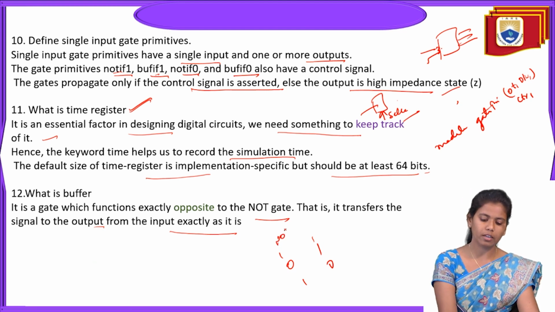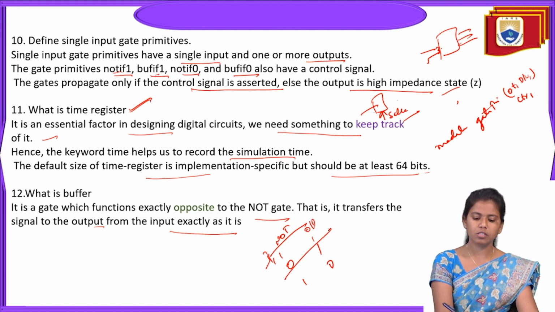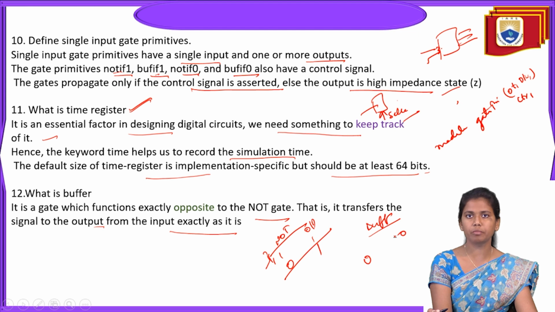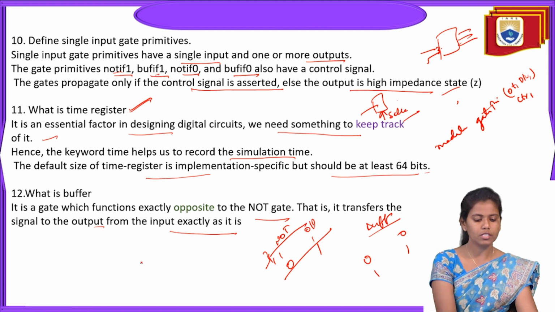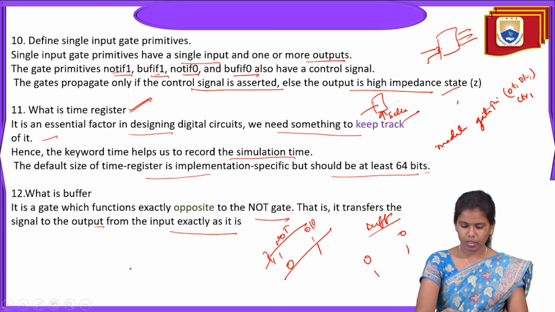So this is a NOT gate. If the input is 1, the output goes to 0. If the input is 0, the output goes to 1. But when it comes to a buffer, what does the buffer say? When the input is 0, the output is also 0. If it is 1, the output is also 1. Okay, so this is a buffer gate.